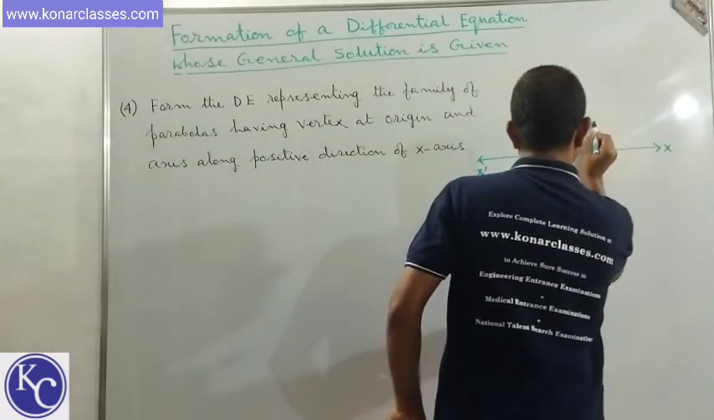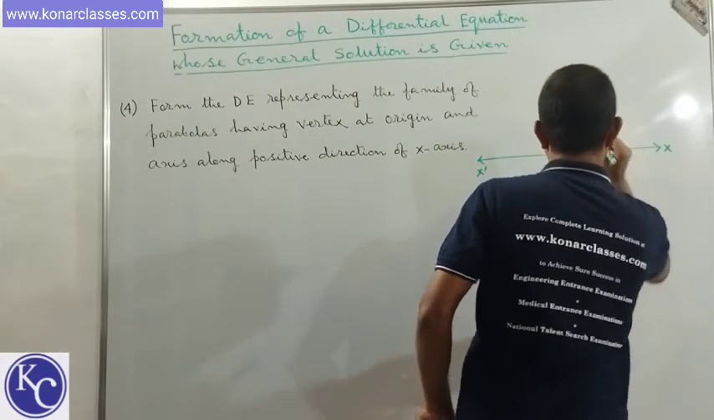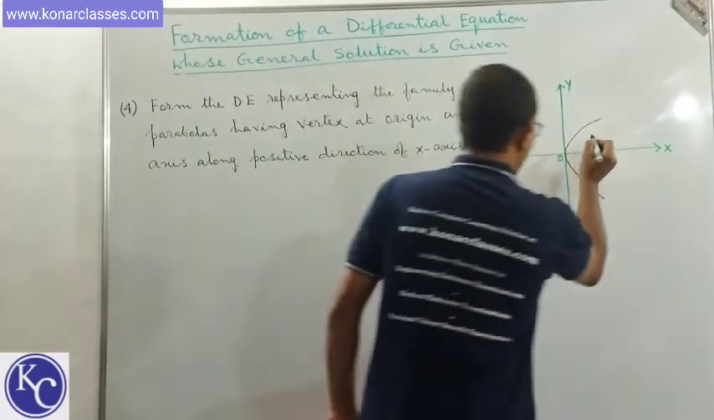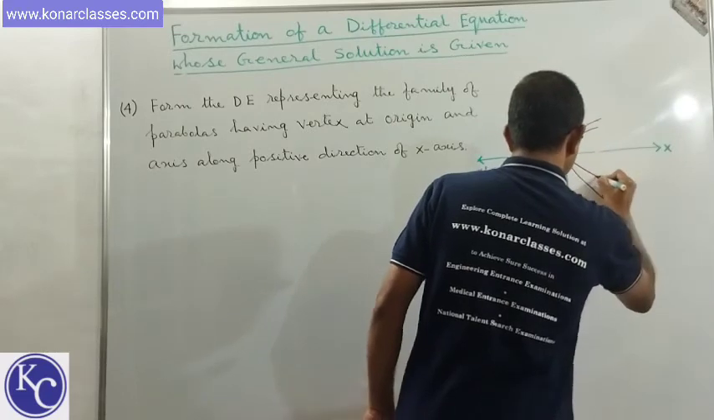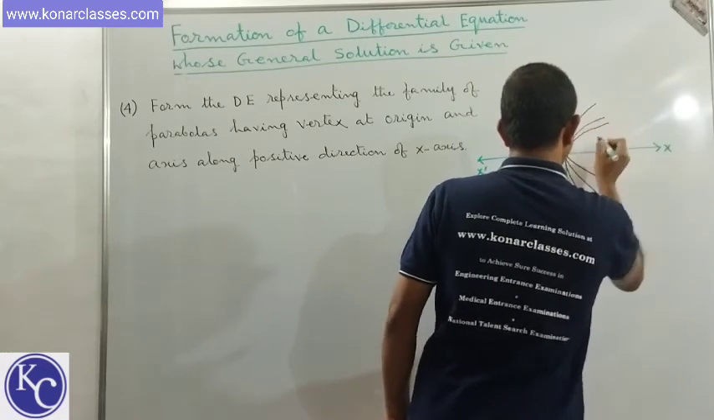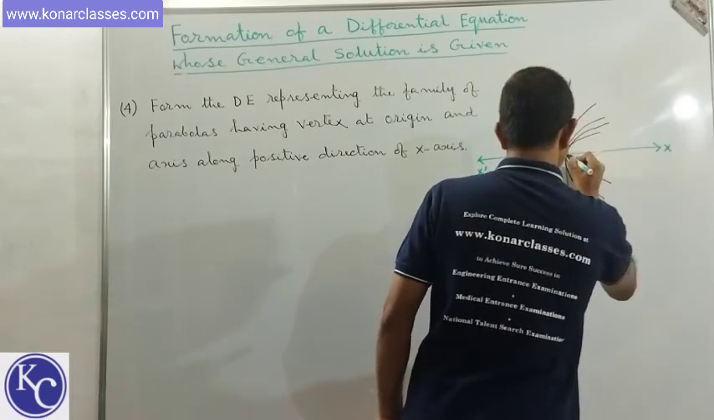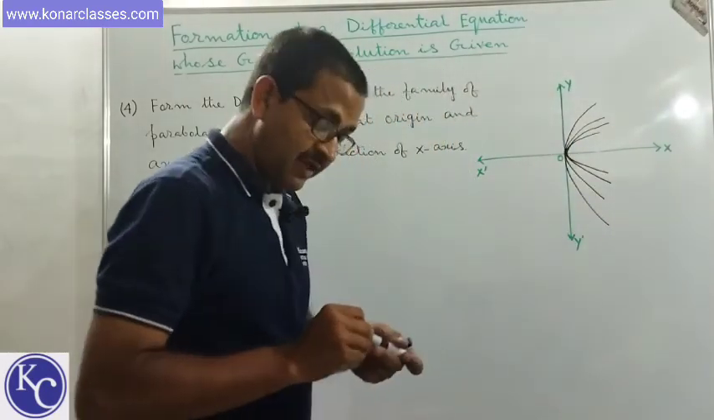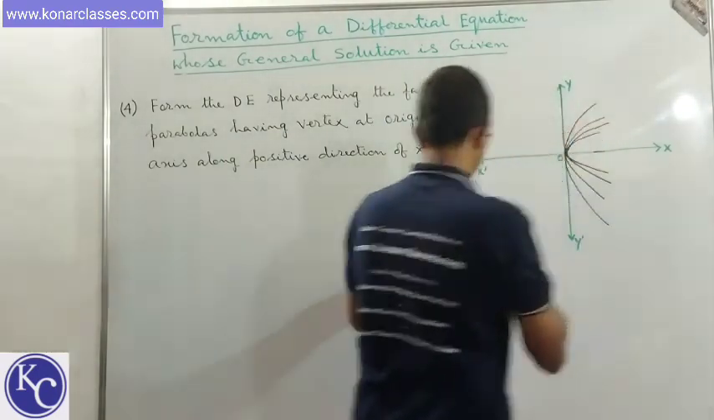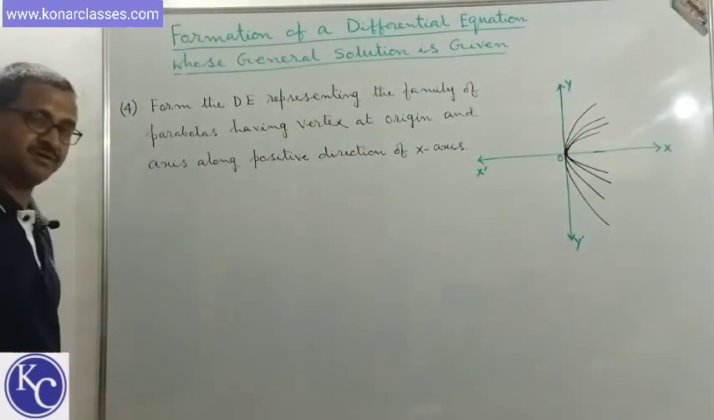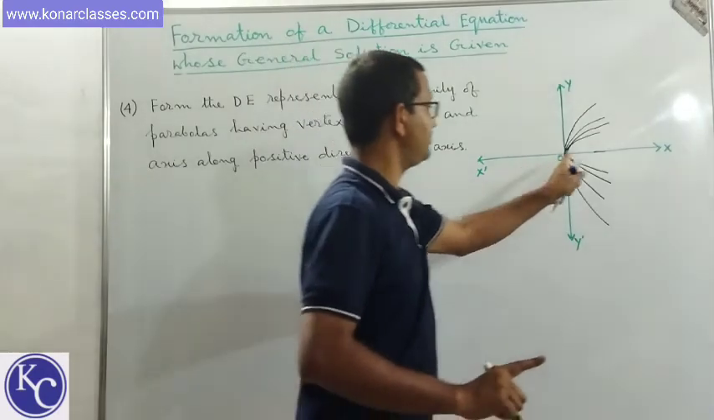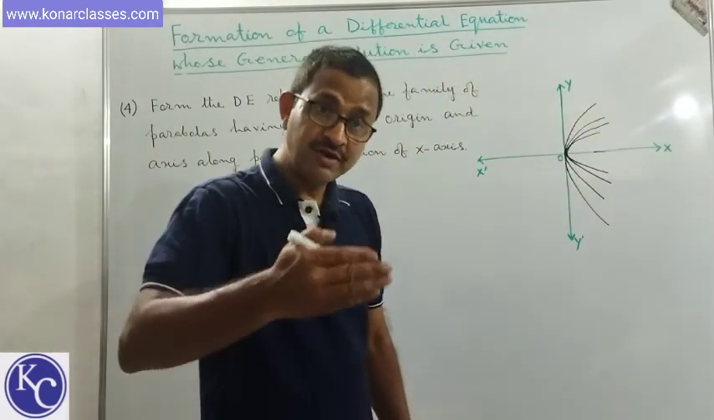That means a parabola will look something like this, correct? But family of parabolas, that means one parabola will be something like this, one parabola will be something like this. I am not that great in drawing, but I hope you understood what I mean. One parabola is something like this. All these parabolas I have drawn in black color have the same properties as mentioned in the problem statement. All have vertex at the origin, and all have the axis as the positive direction of x-axis. That is why it is known as a family.